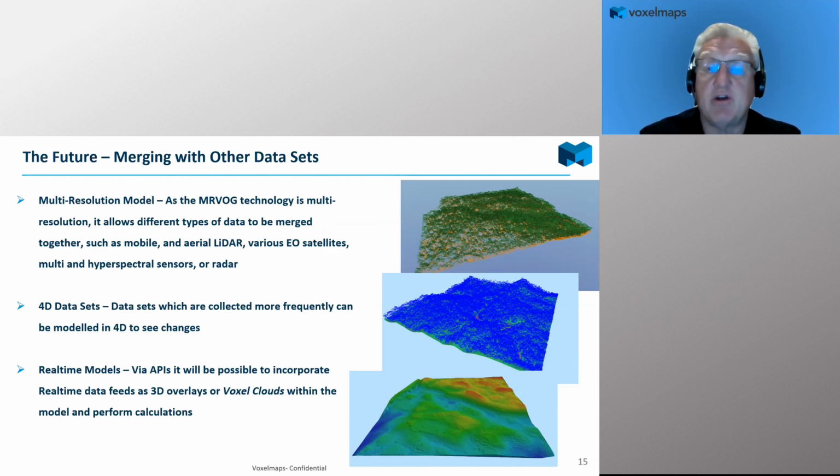Some of these images that I'm showing are actually from some activity we're doing with a group called the Earth Archive Congress that is creating a digital twin of the planet, and we're one of the founding members and supporters of it as well. And one of the areas that we're really spending a lot of time on in terms of research is the whole real-time model. Via API access, being able to incorporate real-time data feeds as overlays into the voxel clouds within the model, and then perform real-time calculations.